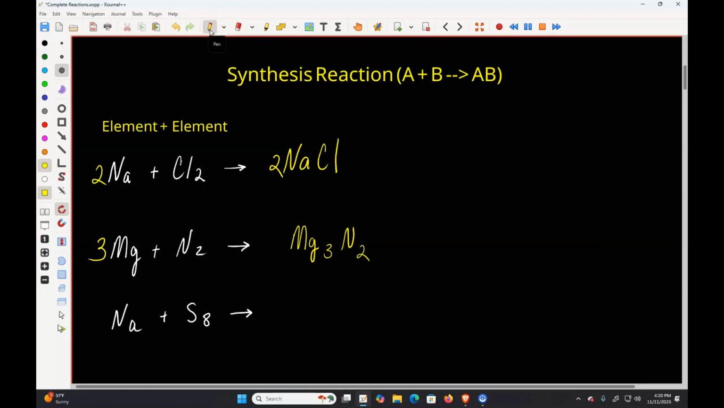Sodium plus elemental sulfur. So I know that sodium is going to be a +1, and that sulfide is a -2. All right, so this is going to form Na2S. And then we'll just balance this. So I need 8 sulfur, so put an 8 here and 16 here.